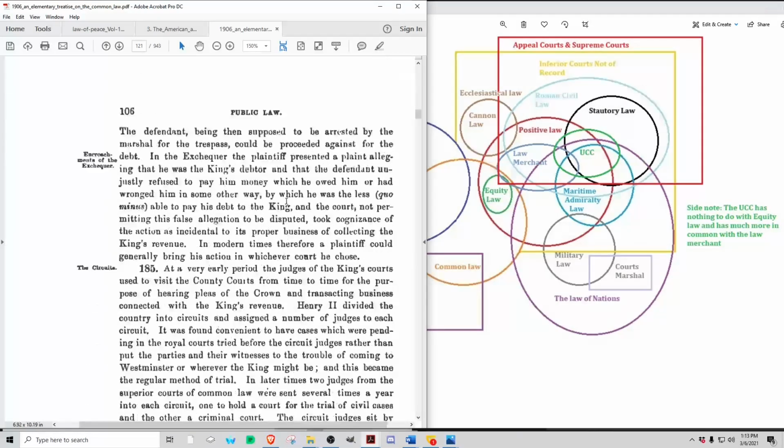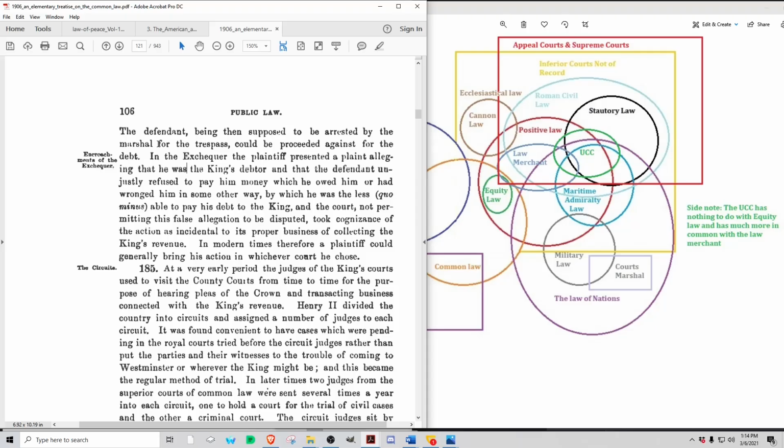But anyway, the defendant, being then supposed to be arrested by the marshal for the trespass, could be prosecuted for the debt. In the Exchequer, the plaintiff presented a plaint. This is not a misprint. Instead of calling it a complaint, it used to just be called a plaint, alleging that he was the king's debtor and that the defendant unjustly refused to pay him money which he owed him and had wronged him in some other way, by which he was the less able to pay his debt to the king in the court, not permitting the false allegation to be disputed.